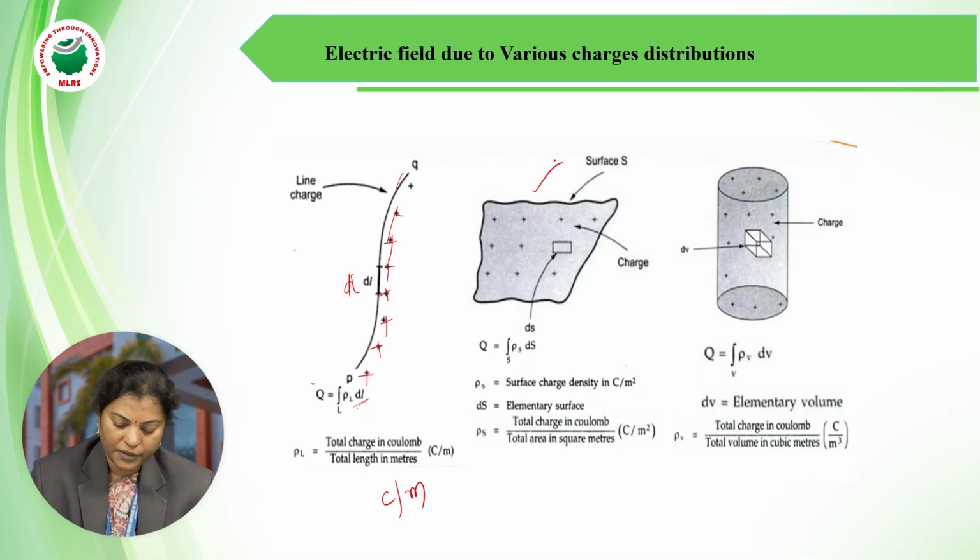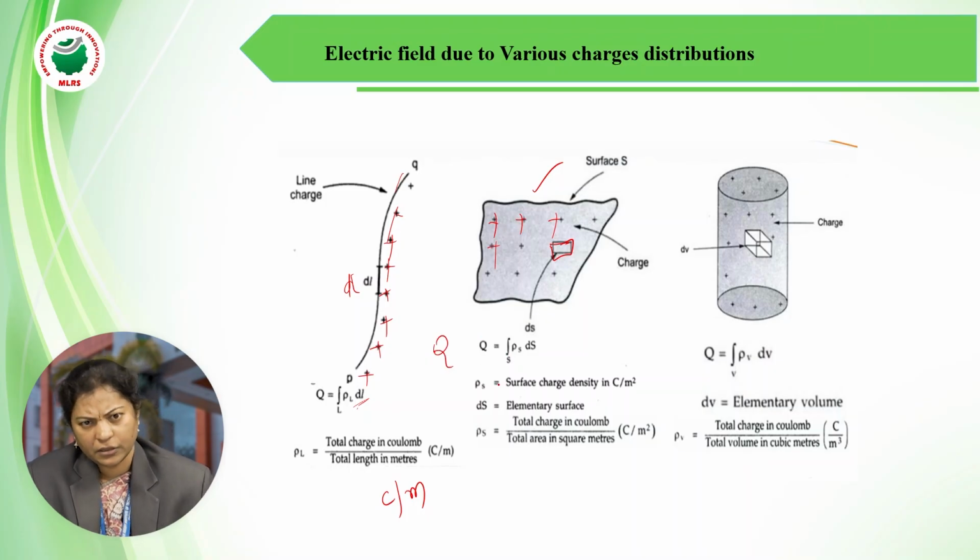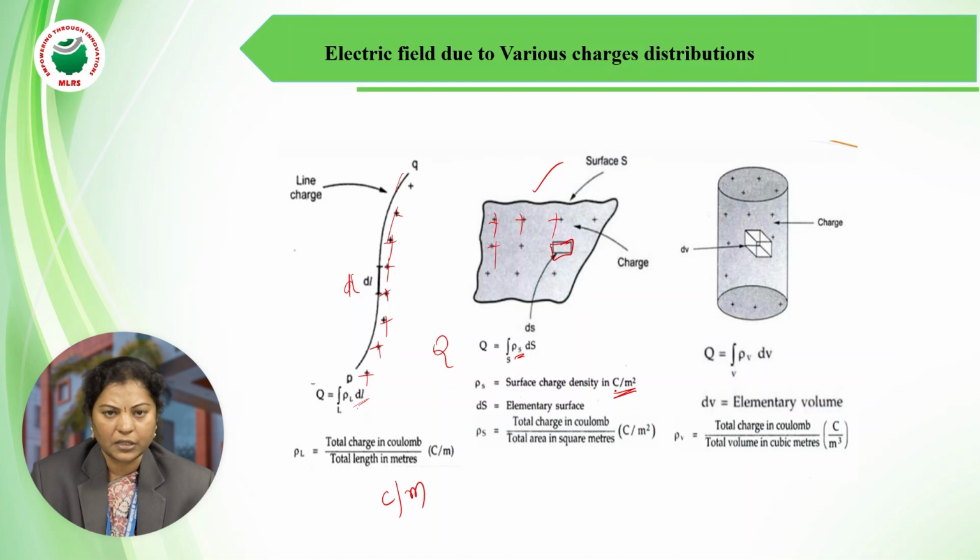Next, coming to the surface charge. I have taken a sheet of charge here, with charges present like this. Here I am assuming a differential charge. The total charge is given by Q equal to the integral of rho S into ds, where rho S is the surface charge density. The unit is Coulomb per meter square, where rho S is the total charge in Coulombs per total area in square meters.